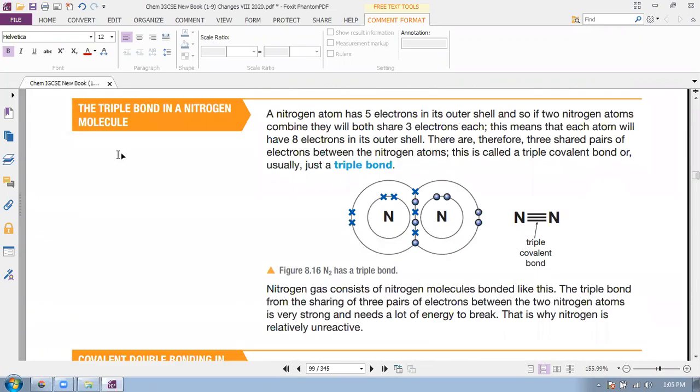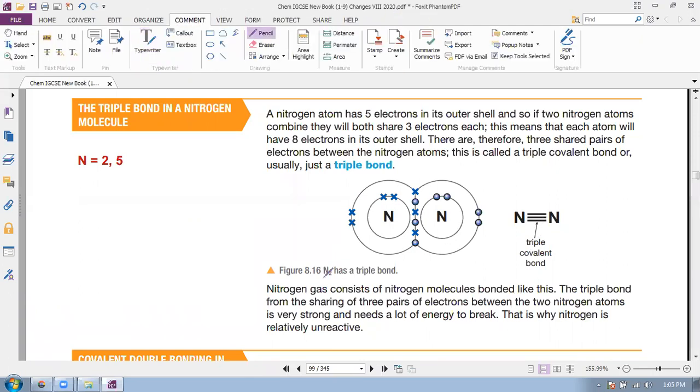It's a nitrogen triple bond because nitrogen has the configuration like 2,5. Look at this. It needs 3 electrons in its outer shell. So when 2 nitrogen atoms come closer, this nitrogen gains 3 electrons from this nitrogen, and this nitrogen gains 3 electrons from this nitrogen. Look at the triple bond. It is called triple covalent bond. So nitrogen forms triple covalent bond.